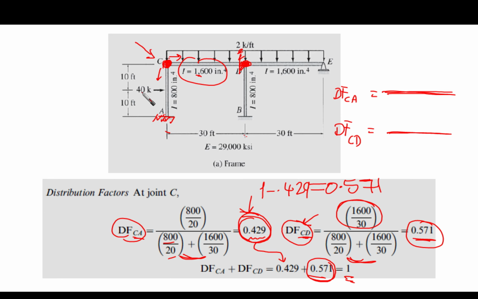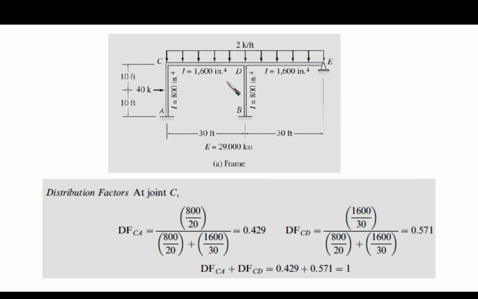Okay. Now let's go to point D. Let's remove everything here for point D. If you look here, we are going to have 3 branches. This means that we are going to have 3 different distribution factors. So we are going to have a distribution factor for DC, and then another distribution factor for DB, and another distribution factor for DE. So we have DE here.